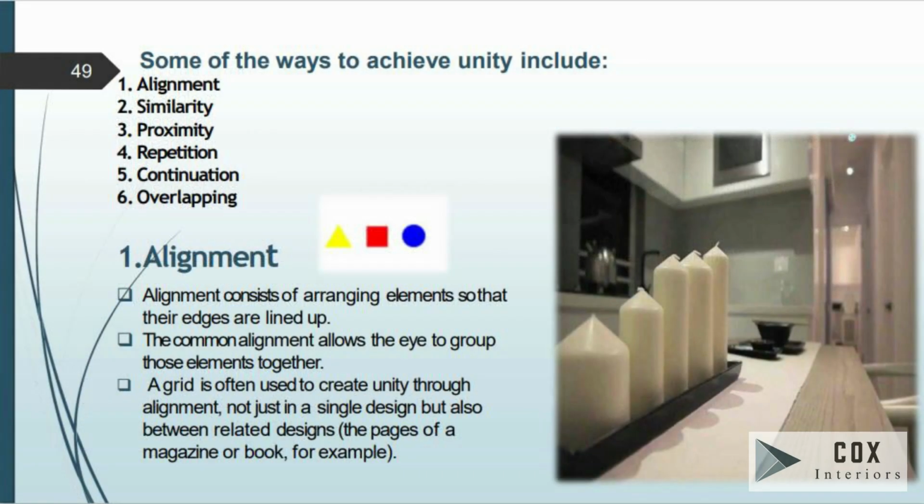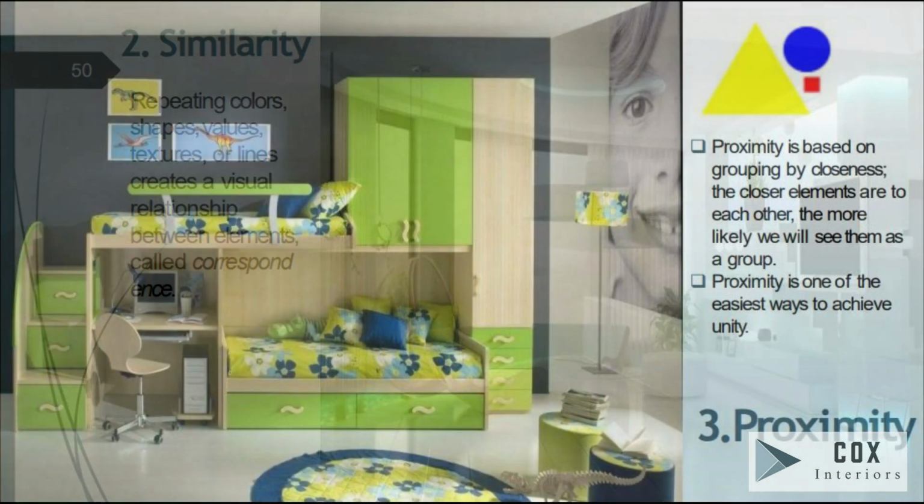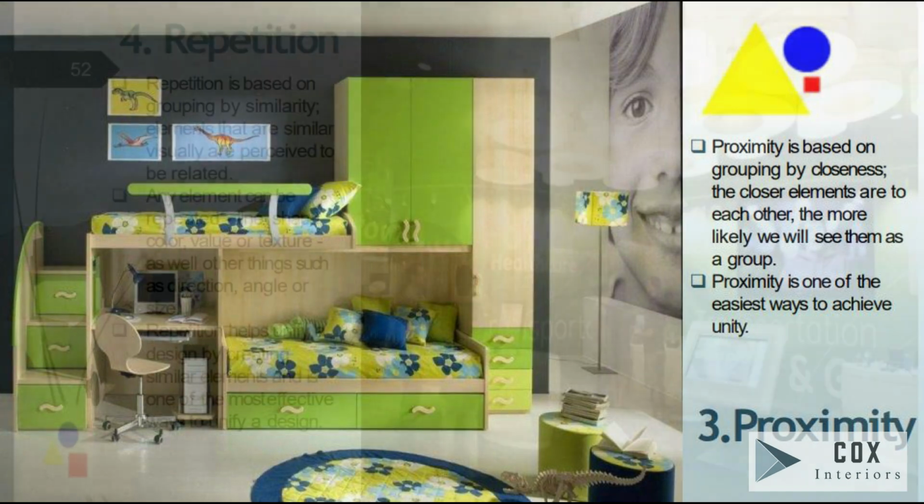Unity in design can be achieved through the use of various design principles such as repetition, contrast, balance, and alignment. By using these principles, designers can create a sense of visual continuity and coherence in their designs, which helps to enhance the overall aesthetic appeal and usability of the design.